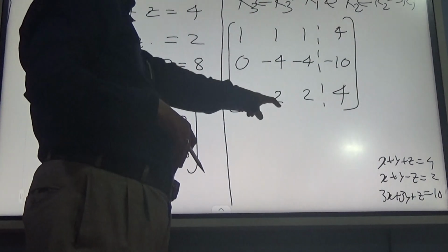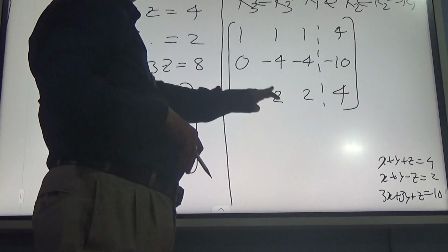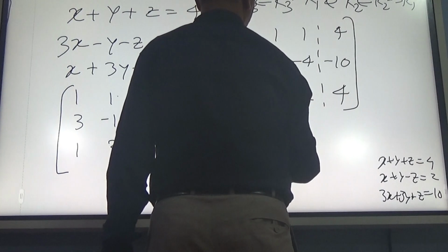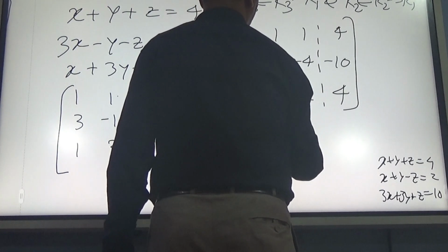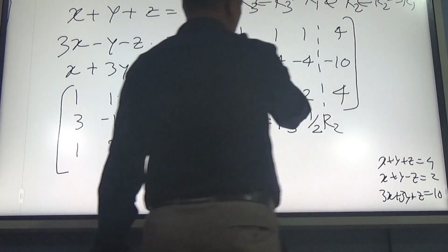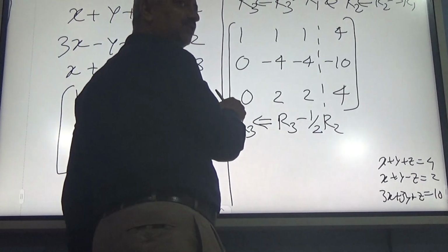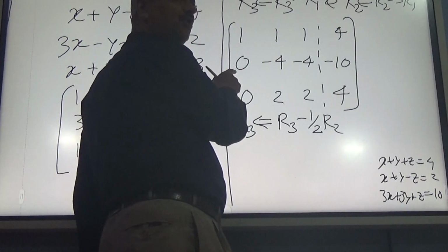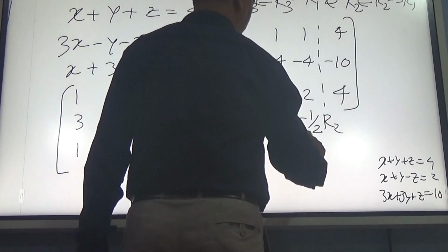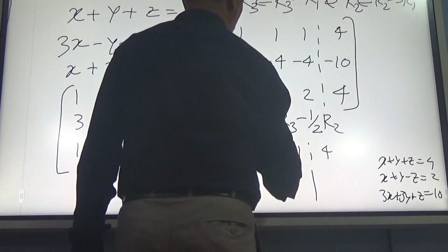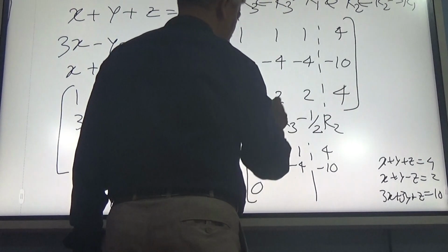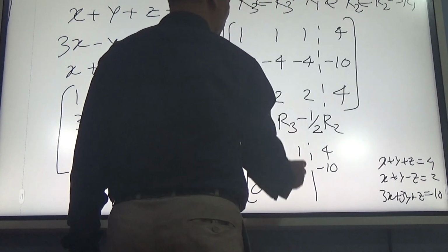Now how can we make this 0? R3 equal to R3 minus half R2. Now you can use this because if you use this, this will become non-zero. In R2 this being 0, your operation will make this 0. So what you get? 1 1 1 4, 0 minus 4 minus 4 minus 10, 0 0. This also becomes 0.